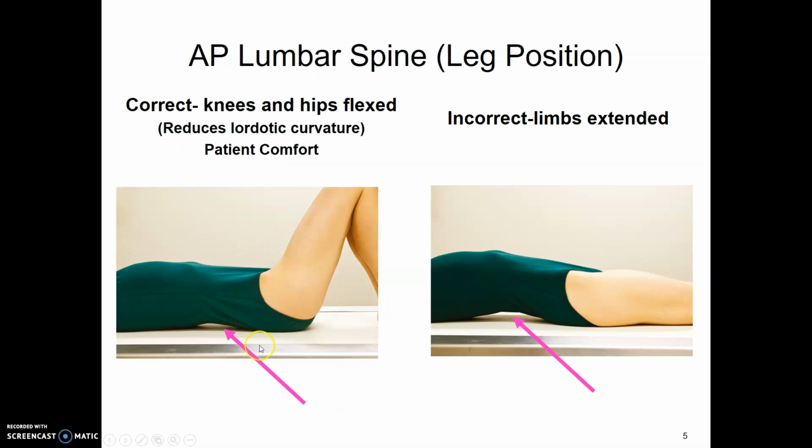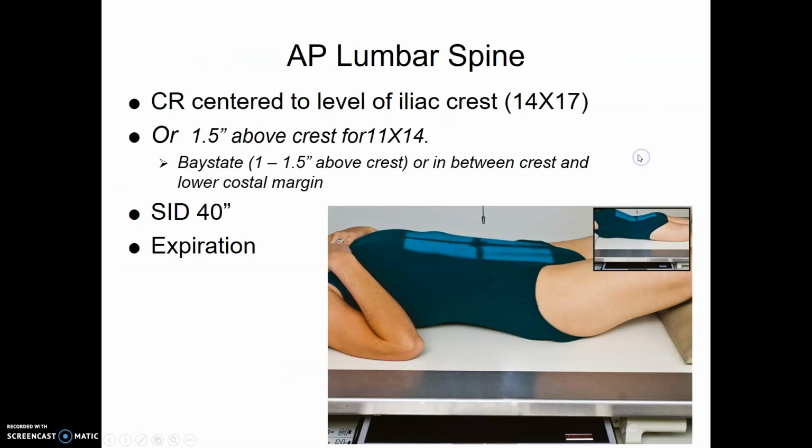For AP lumbar spine, the correct position requires the patient to have their knees bent up. It reduces the lordotic curve. It also provides your patient with more comfort. With the limbs extended, you can see the lordotic curve is higher.